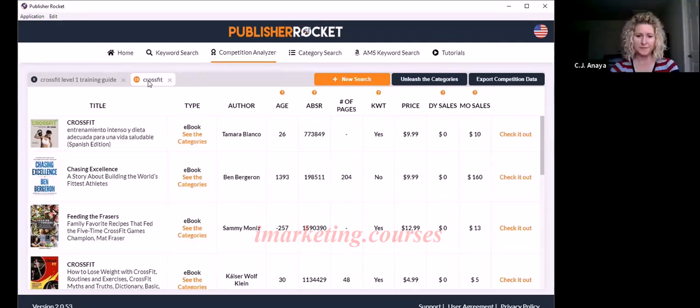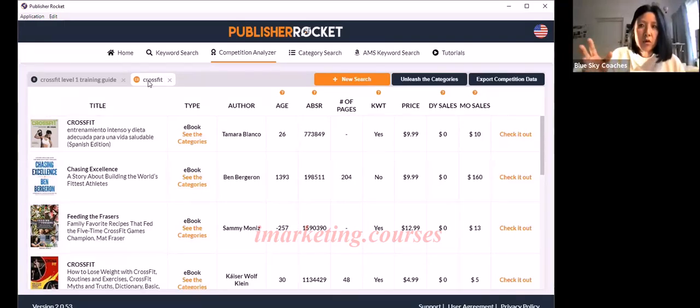We use KD Spy as the initial stage when we're assessing the profitability of a book. But then once we're a little bit more advanced in our research process, we're going to use Publisher Rocket, especially for keywords, for categories, and just exactly like what we're doing right now.